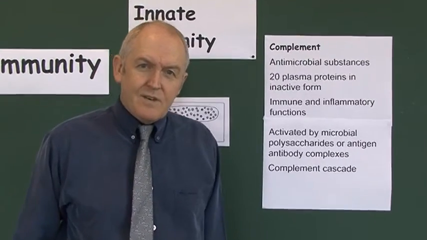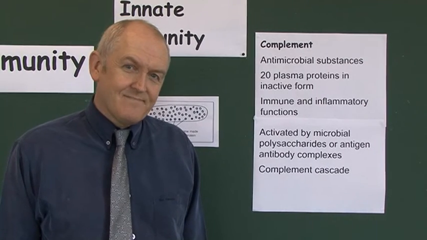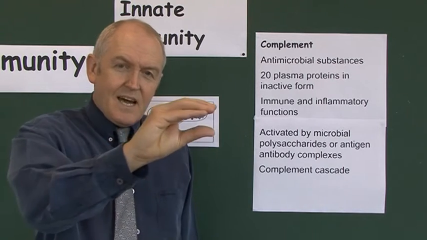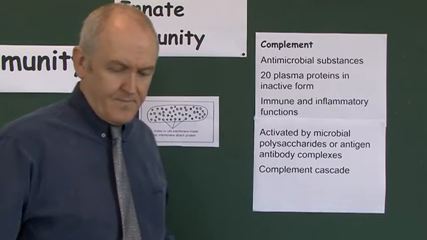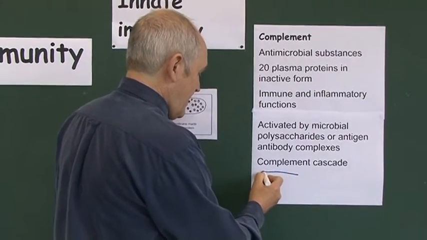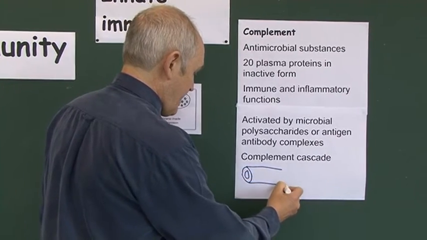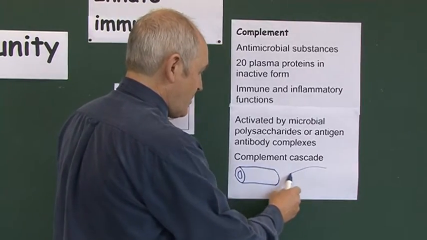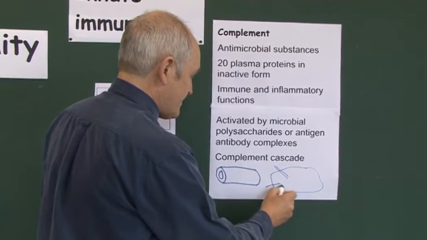And it also forms a very interesting substance called membrane attack complex. Basically, it forms hollow tubes. And these hollow tubes perforate the cell walls of the bacteria. So several molecules of complement can form hollow tubes. And these hollow tubes will be inserted into bacterial cell walls. So we have these hollow tubes in bacterial cell walls.